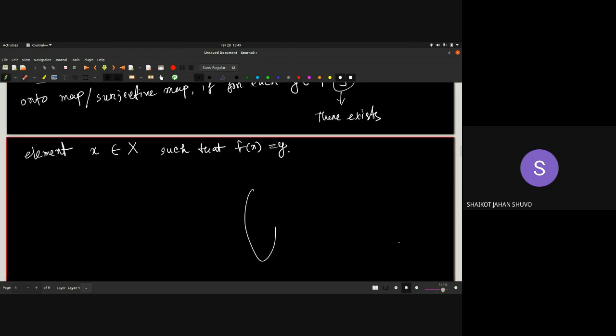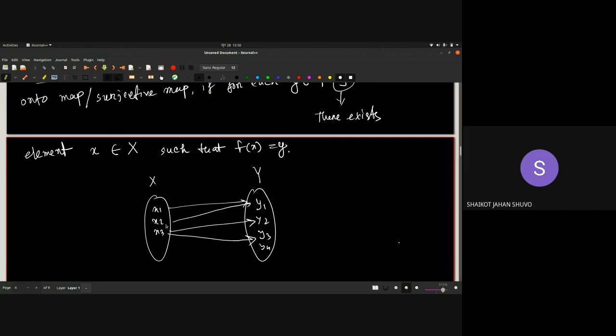So let's say this is set Y, this is X. You have y1, y2, y3, and let's say y4, and here you have x1, x2, x3, and let's say this map goes like this: x1 to y1, x2 to y1, x3 to y2, and x3 to y3, and x2 to y4. This is an example of a surjective one, and you can have even elements like this: x4, x5.